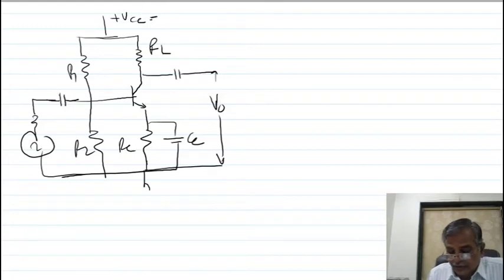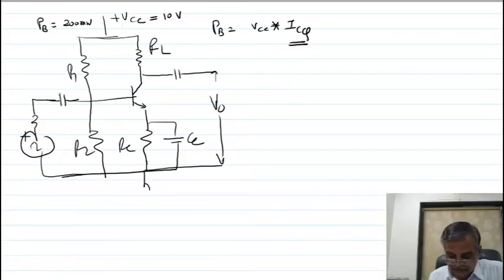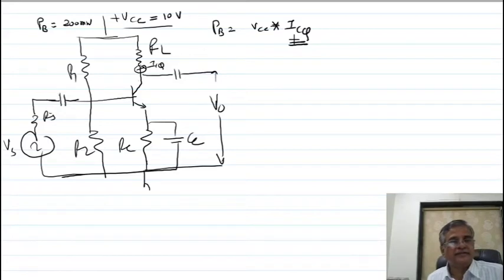Now suppose I am giving you 10 volts and I am using 200 milliwatt power. This is PDC. So what is PDC? PDC is nothing but VCC into the current. This is a power. Which current? When the AC input is not applied, the DC current that is passing, multiplied by this voltage, is called PDC.